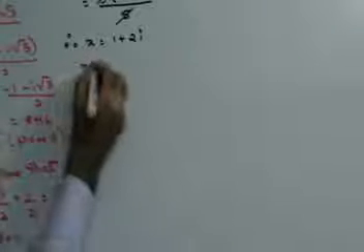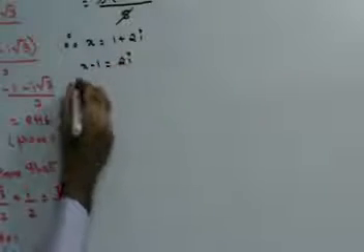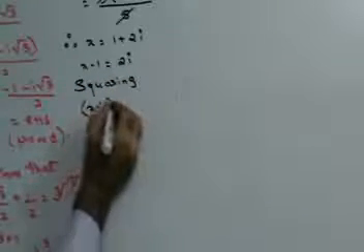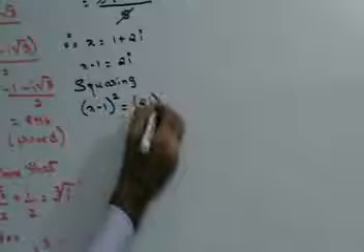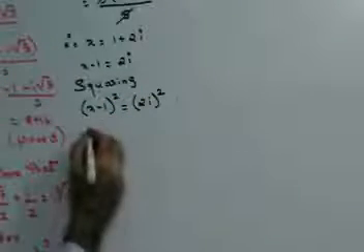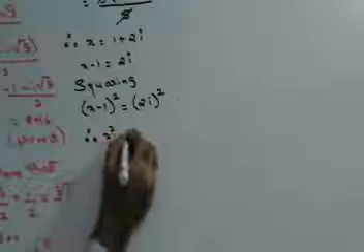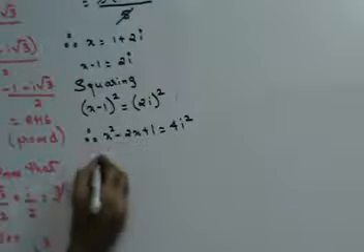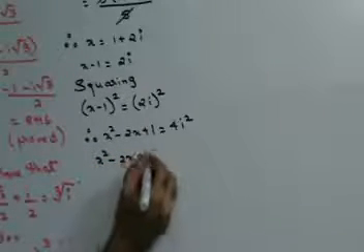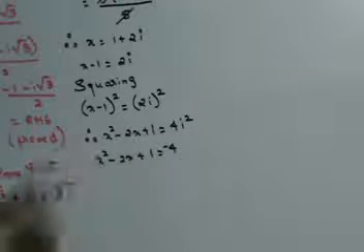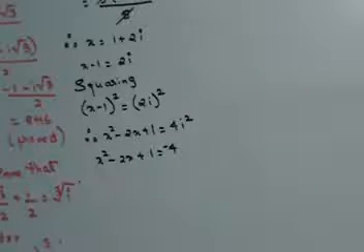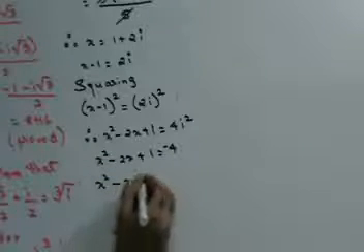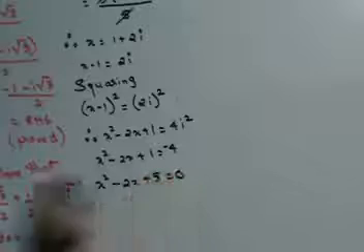Take 1 on the other side, so I get x minus 1 is 2i. If I square both the sides, I will get (x minus 1) the whole square is (2i) the whole square. Therefore x square minus 2x plus 1 is 4i square. You could say that x square minus 2x plus 1 is minus 4, because the value of i square is minus 1. Take this on the other side: x square minus 2x plus 5 is 0.